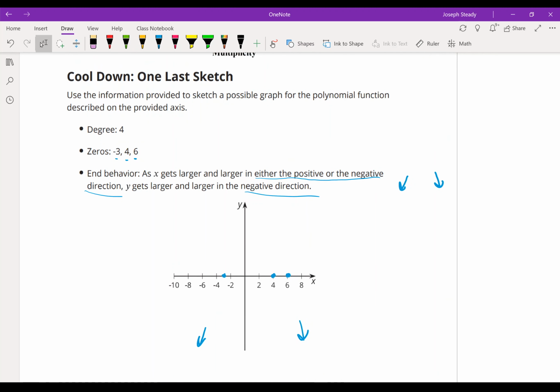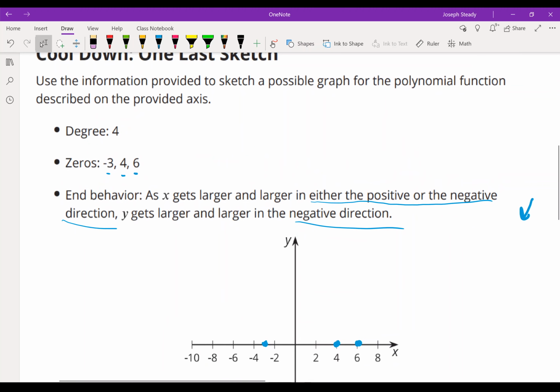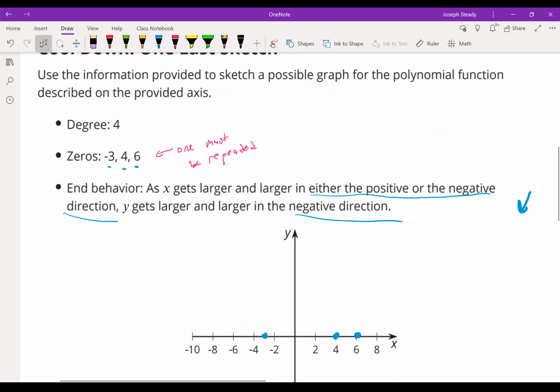So we haven't really talked about what the degree tells us as far as our sketch. We have to be very careful about this part. If I look at my information, degree is 4, but I only have 1, 2, 3 zeros, which means one of these must be repeated in order to get to a degree of 4.